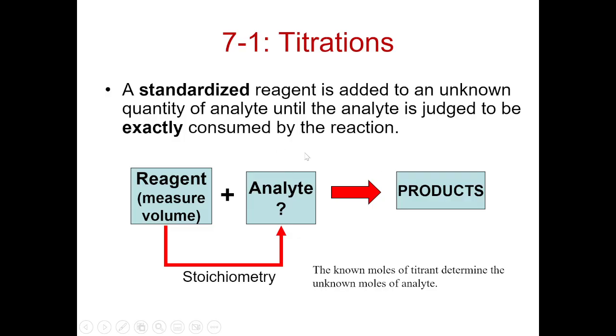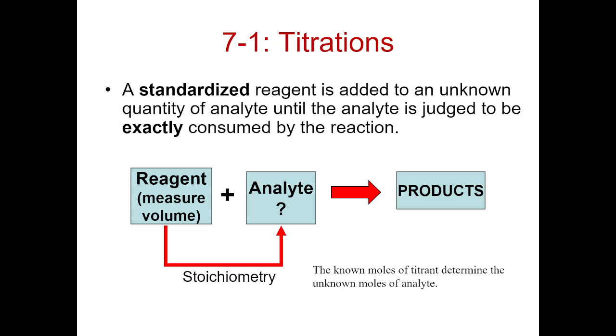All right, so this is going to give you some sort of product. You will be able to detect the difference in some way. Oftentimes, you'll have an indicator or a spectroscopic method to detect the difference. And then you will stop adding the reagent. You'll be able to measure the reagent and thus, through stoichiometry, measure the analyte. That making sense?